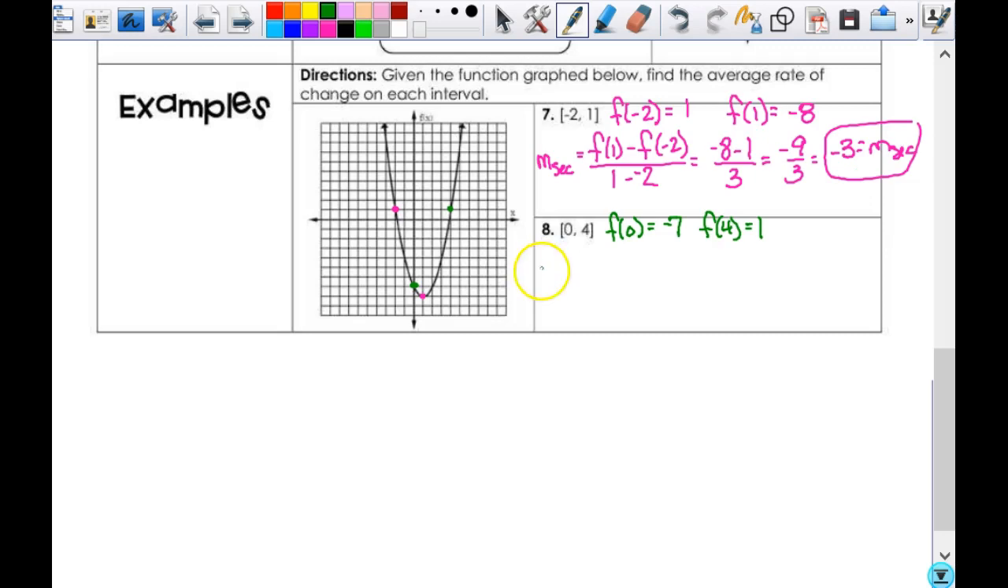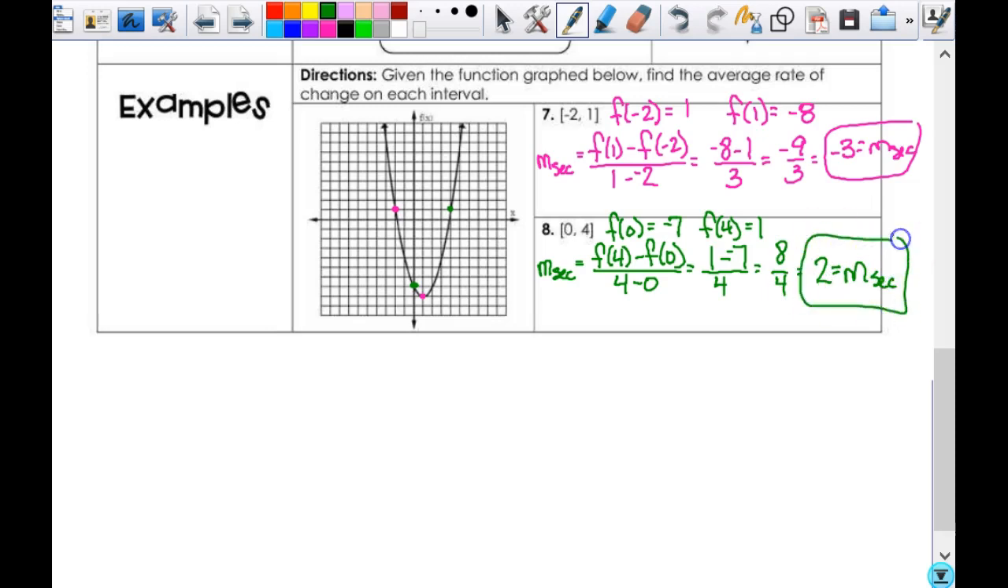But so the slope of the secant line is f of 4 minus f of 0 over 4 minus 0. So f of 4 is 1 minus a -7 over 4. What's 1 minus a -7? 8. 8 over 4 is 2, and that's the slope of the secant line. Any questions at all at this point?